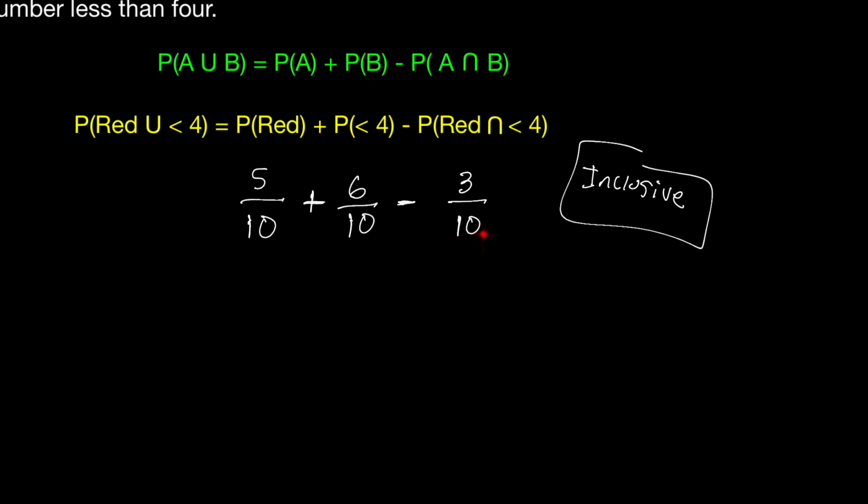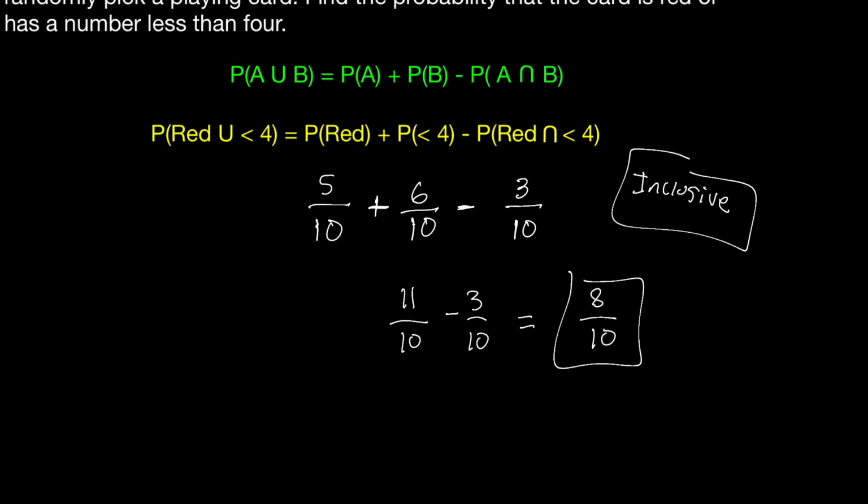Now let's go ahead and calculate the probability. 5 plus 6, that's going to be 11 over 10. And if I subtract 3 over 10, I'm going to be left with 8 over 10. So the probability of red or getting a card less than 4 is going to be 8 over 10.